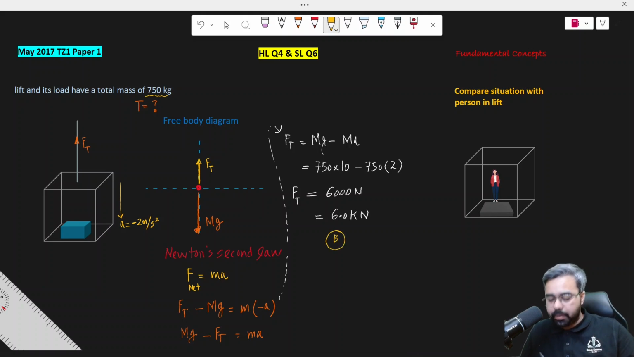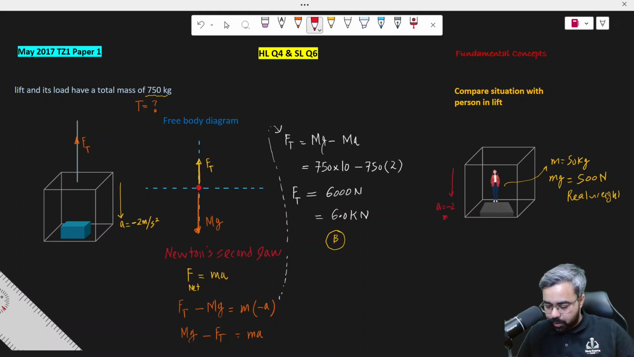Now let's quickly compare this situation. For example, if her mass is 50 kg, her mg value should be equal to 500 Newton. That is called the real weight. Now if she is in an elevator and the elevator is accelerating down with negative 2 meter per second square, then the bottom scale, this weight measuring machine, will not read 500 Newton. Apparently, her weight will be decreased. And how much is that?